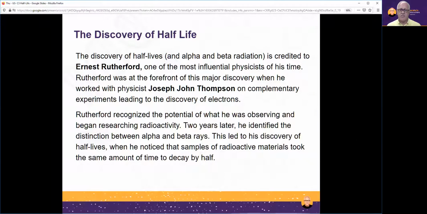Rutherford recognized the potential of what he was observing and began researching radioactivity. Two years later, he identified the distinction between alpha and beta rays, and this led to the discovery of half-lives when he noticed the samples of radioactive materials took the same amount of time to decay by half.